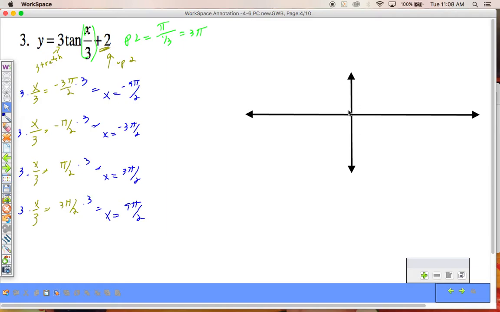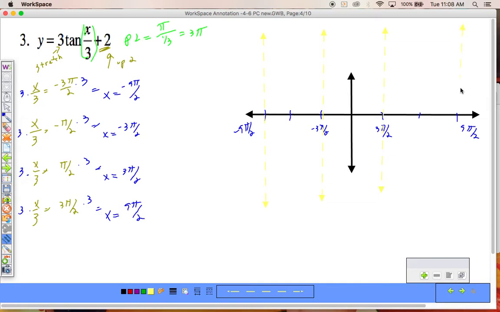I'm going to label these asymptotes now. So I'm going to go -3, -6, -9 pi over 2. Then 3, 6, and 9 pi over 2. These are my asymptotes. Not the prettiest, but they'll get the point across. All right. Each section needs to be halved and quartered.